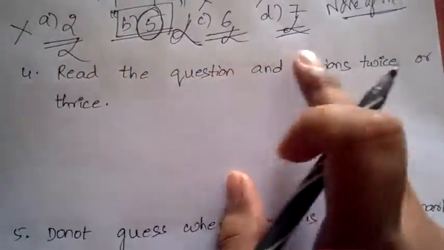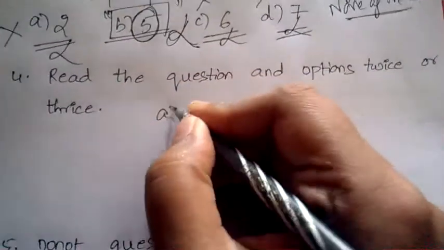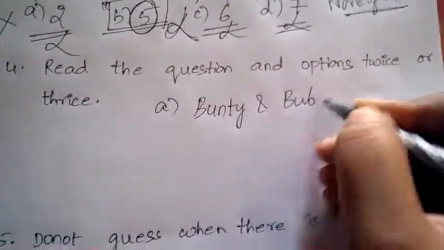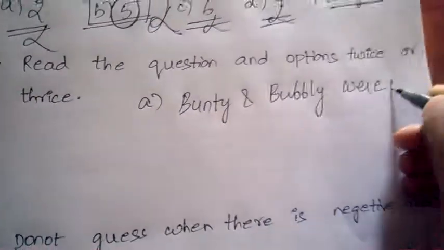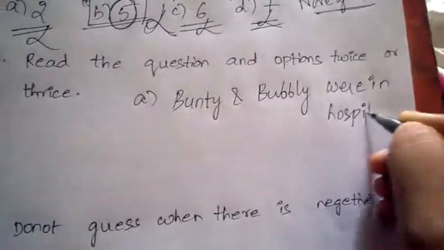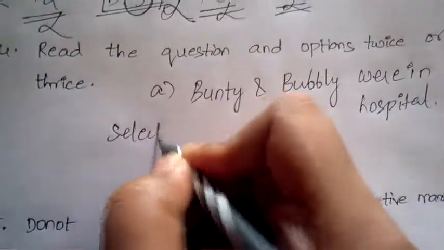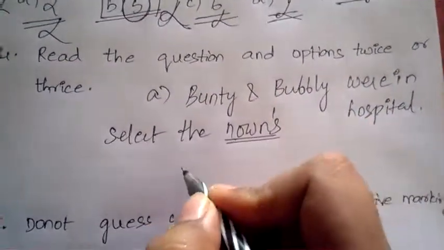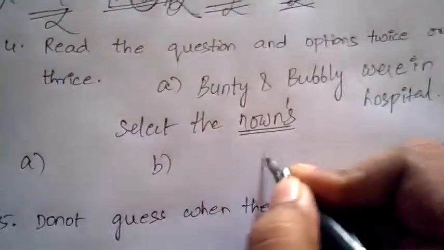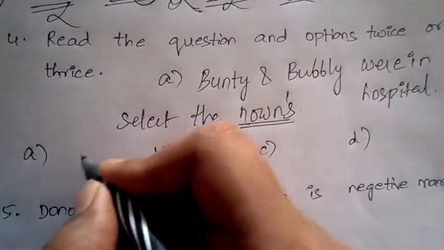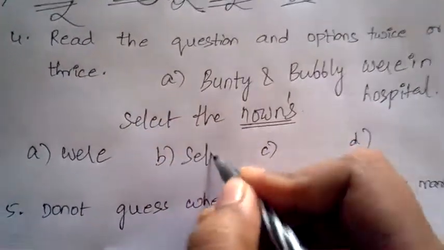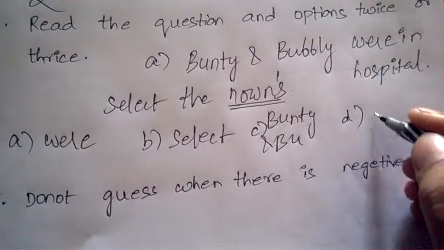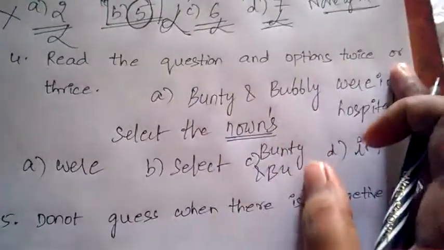Next, read the question and the options twice or thrice. Example: Bunty and Bubbly were in hospital. Select the nouns. Okay, select the nouns. Option A, option B, option C, option D are given. Option A is were, option B is select, option C is Bunty and Bubbly, option D is in. Okay, see, read the question again and again.